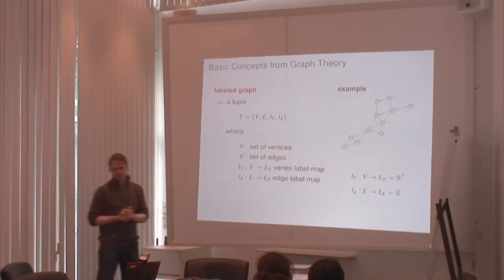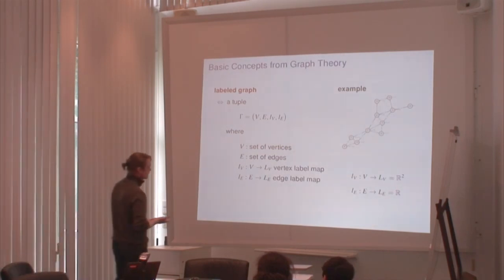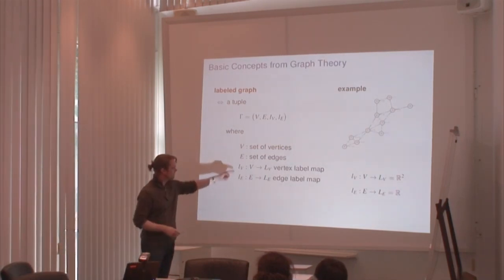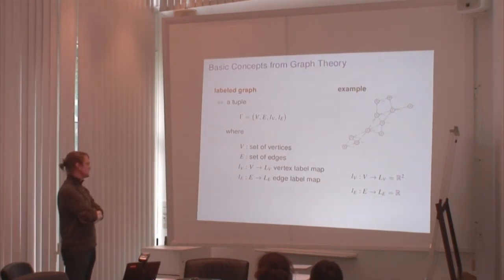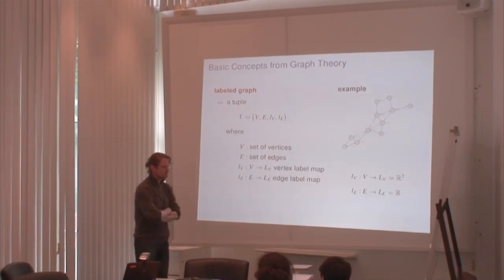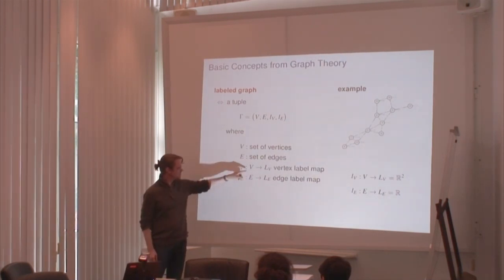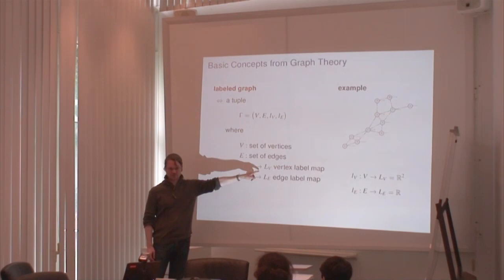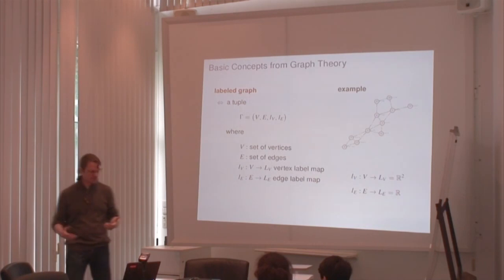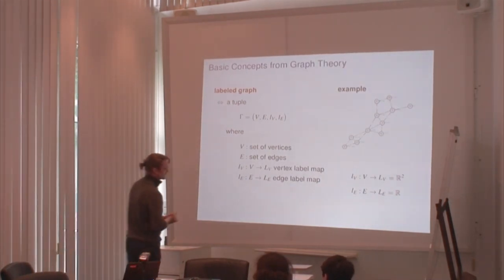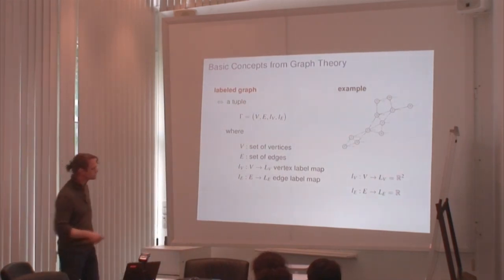But a labeled graph is a four-tuple, again consisting of vertices and edges. In addition to a conventional graph, we have two further components. I'll call the one LV and the other LE, and these are functions. The LV function maps from the set of vertices to a set of labels, capital LV, and LE maps from the set of edges to LE, edge labels. To make a long story short, look at this example.